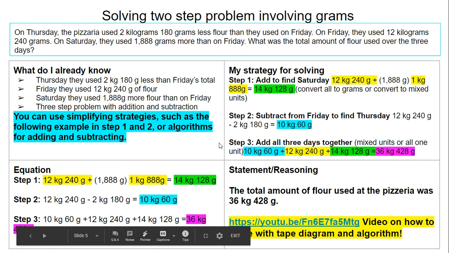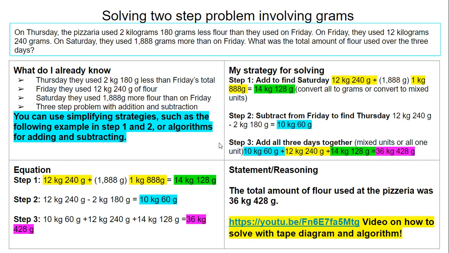All right. This problem involves grams. Again, it's a 3-step problem. So on Thursday, the pizzeria used 2 kilograms, 180 grams less flour than they used on Friday. On Friday, they used 12 kilograms, 240 grams. On Saturday, they used 1,888 grams more than on Friday. What was the total amount of flour used over the 3 days?